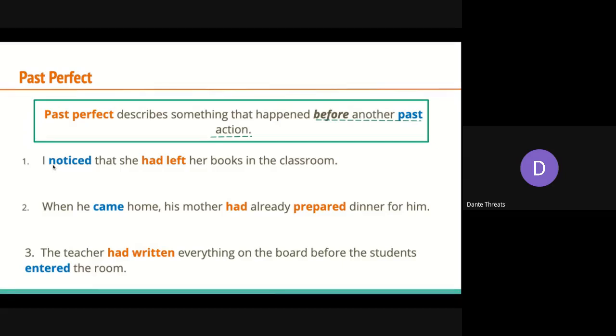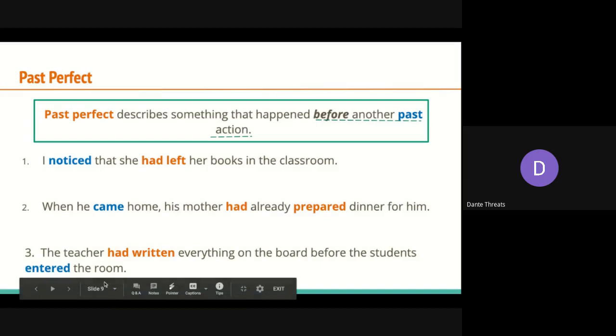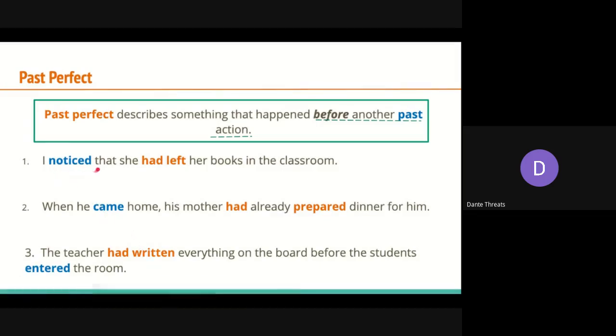So this something happened, all right? But this happened before this, okay? So for I noticed that she had left her books in the classroom. Okay, so she noticed that someone had left something. So this past event happened before this one.